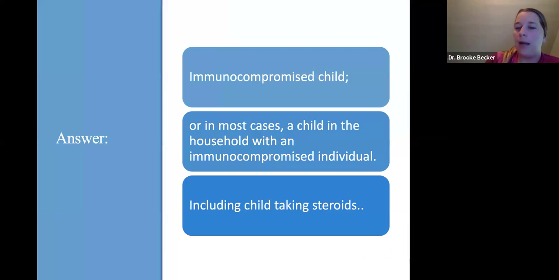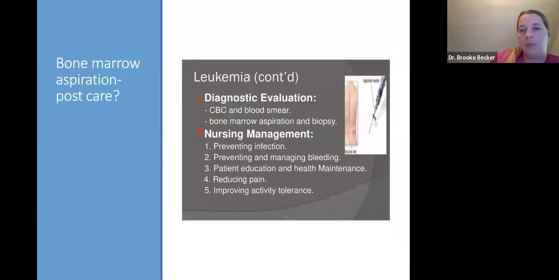Good. Immunocompromised, kiddos taking steroids. Okay. Somebody else in the home is immunocompromised. You may not want to do that just for risk of that individual getting that illness.